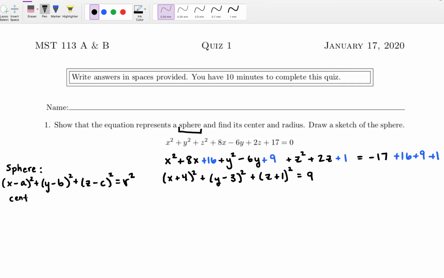Okay, so I've completed the square very carefully, and I see from this that the center of this sphere should be (-4, 3, -1). Again, those a, b, and c values are being subtracted off of the variables x, y, and z.